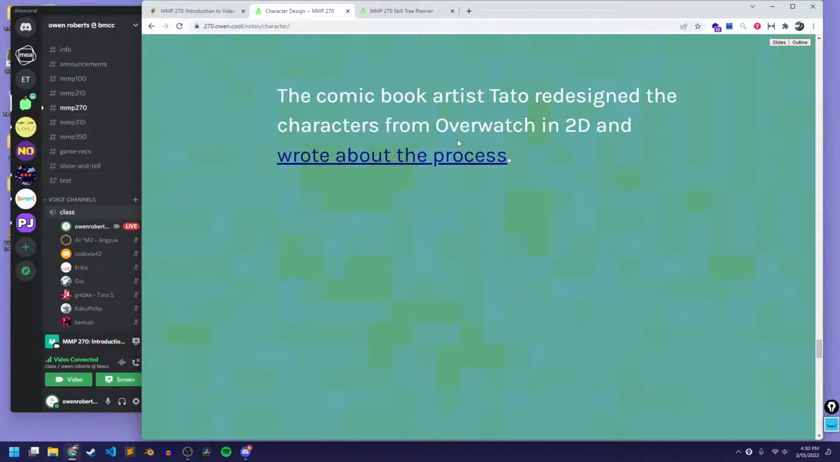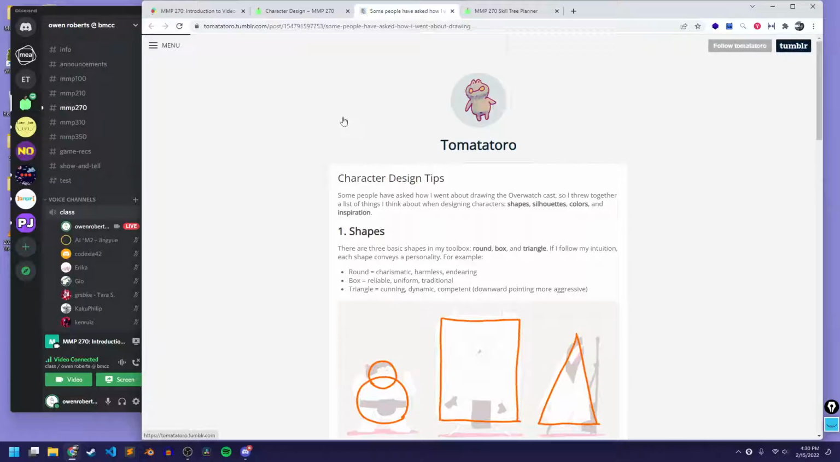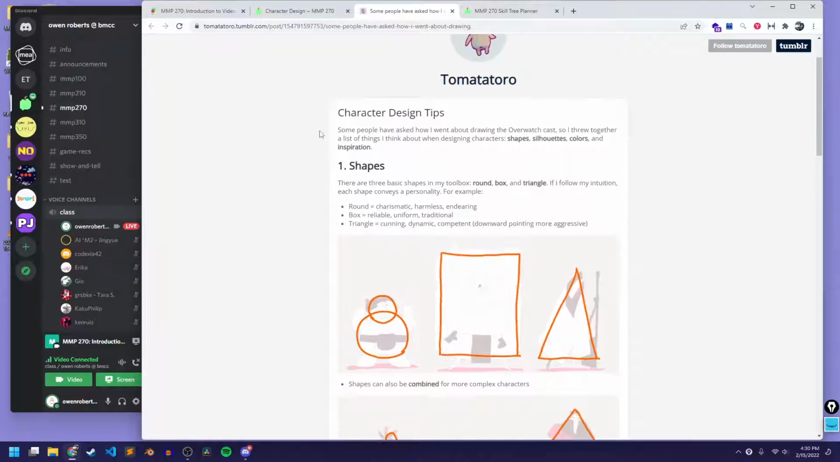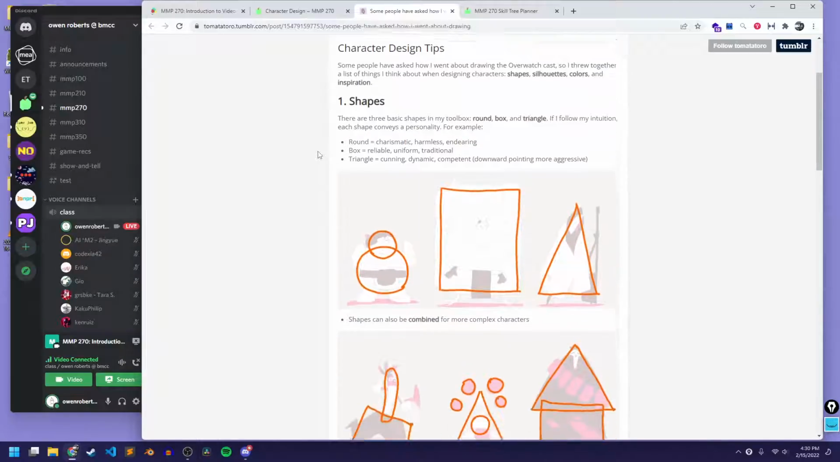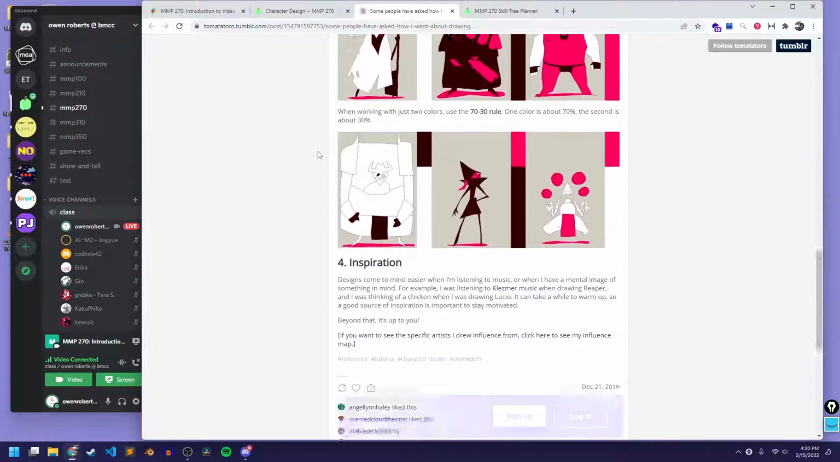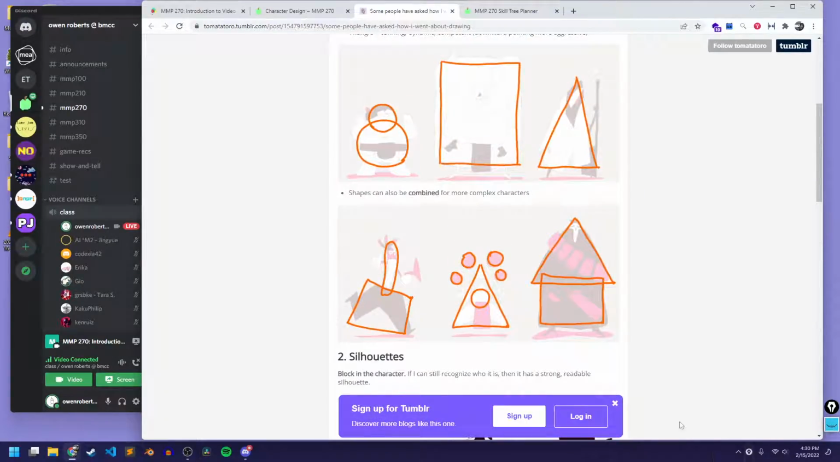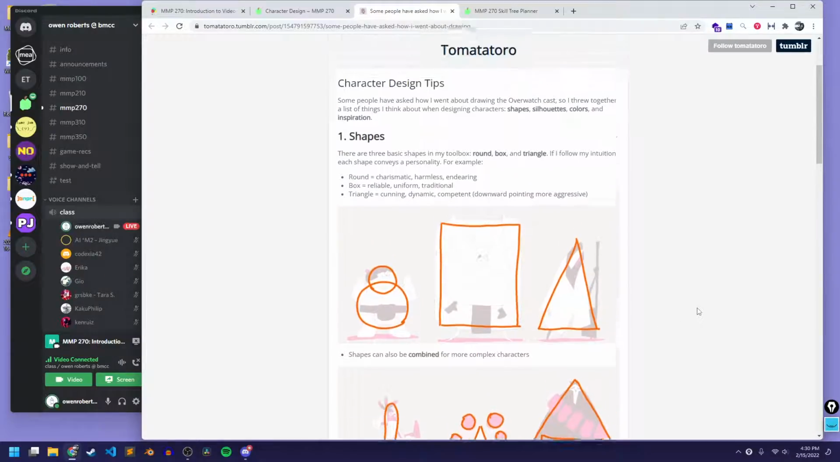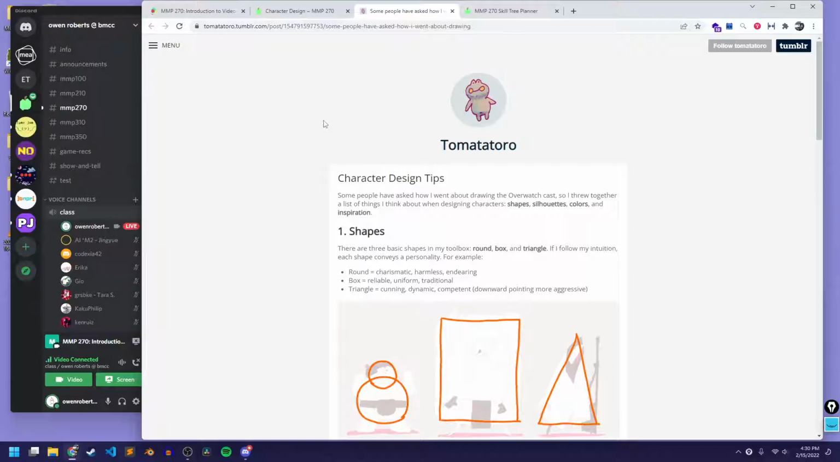So another good example of the character design process is this article. I really like this article. It's by an artist, Tama Tataro. And they did these characters based on the Overwatch game. So this isn't the original characters, but he did these 2D drawings based on these and talked a little bit about the process. And what I like about this is that he has these very specific rules that govern the choices that he makes in his game design. So you don't have to necessarily use the same rules, but it's helpful to have a set of rules so that when you design your characters, they are recognizable, that they come from the same design perspective.